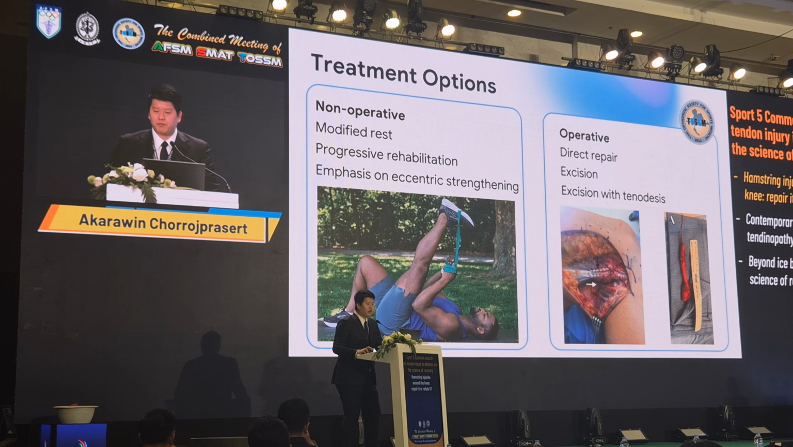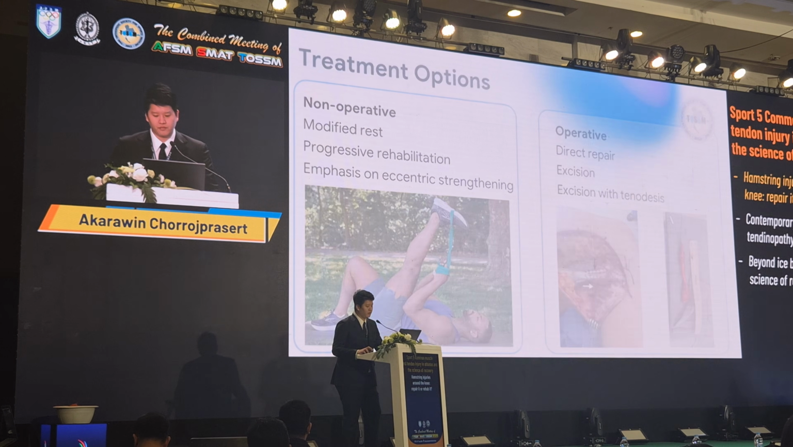Management options can be broadly divided into non-operative and operative treatment. Non-operative care includes modified rest and progressive rehabilitation, with an emphasis on eccentric strengthening. Operative options include direct repair, excision, and tenodesis.